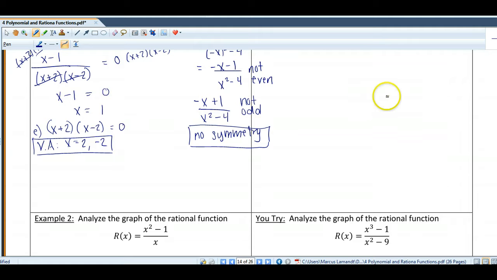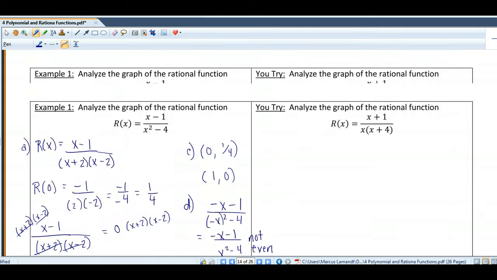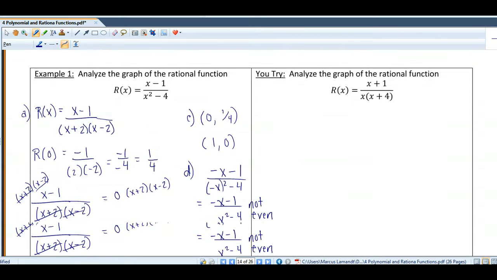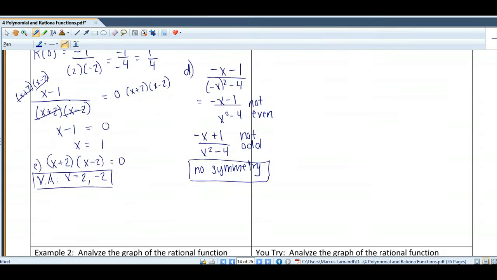Horizontal asymptotes. If you look here, the power of the bottom is bigger than the power of the top. So automatically, there's a horizontal asymptote at y equals 0. Okay, let's graph it.